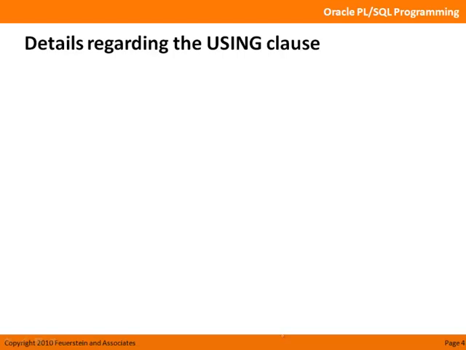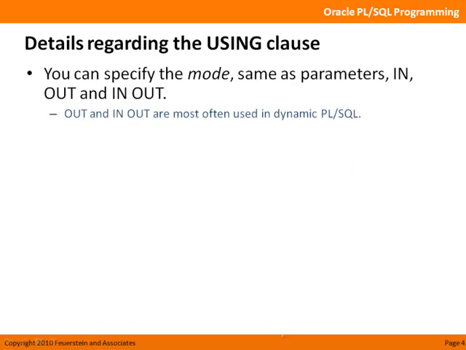Let's get into a bit more detail on the USING clause and look at a bunch of examples. When you specify a value in the USING clause, you can also specify its mode, essentially the same as parameters: IN, OUT, IN OUT. IN is the default. If you don't specify anything, you get IN, just like parameters. OUT and IN OUT are really used for dynamic PL/SQL. When you're doing dynamic DML operations, insert, update, delete, you're only passing values in.